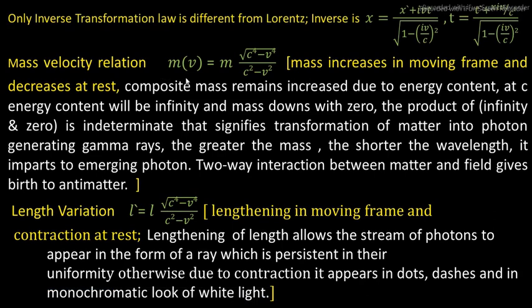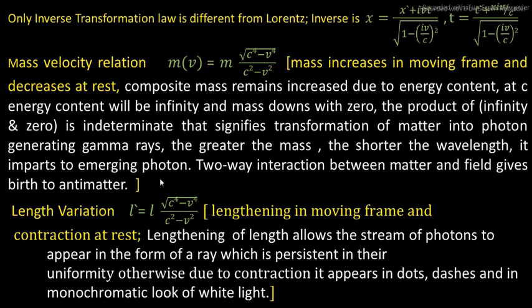Mass velocity relation: m v equals m under root c to the power 4 minus v to the power 4, upon c square minus v square. Mass increases in moving frame and decreases at rest. Composite mass remains increased due to energy content. At c, energy content will be infinity and mass goes down to 0. The product of infinity and 0 is indeterminate.